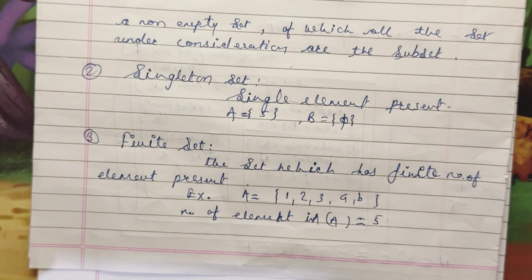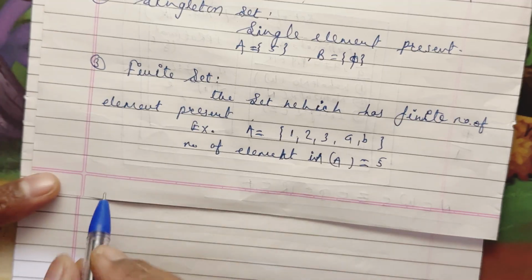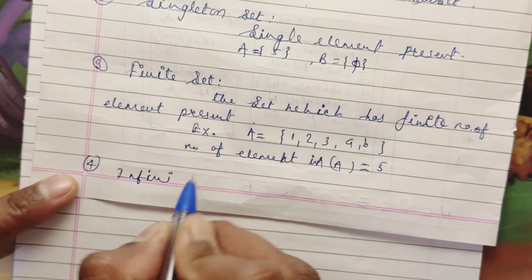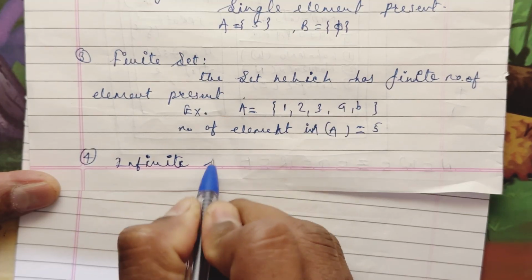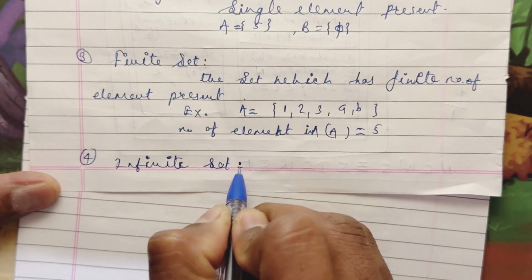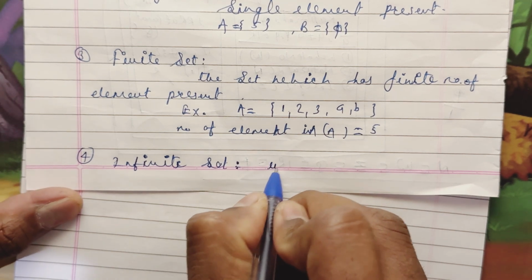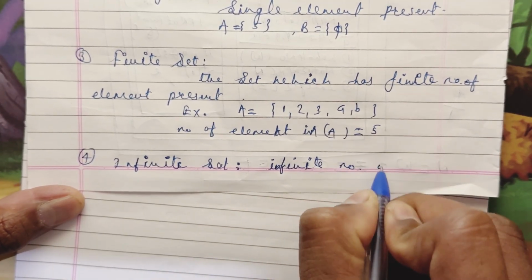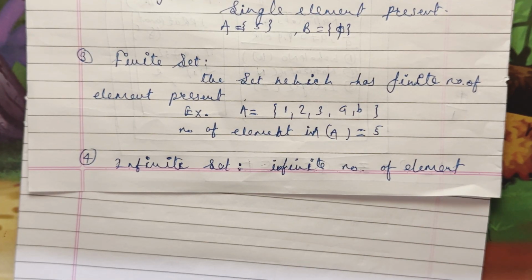Why are we learning finite sets? Because we need to know what the meaning of an infinite set is. Now the fourth type we are taking is the infinite set, which is important here. The set which has an infinite number of elements, we call the infinite set.